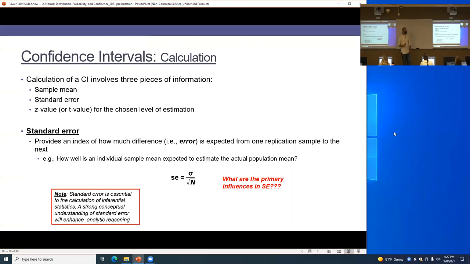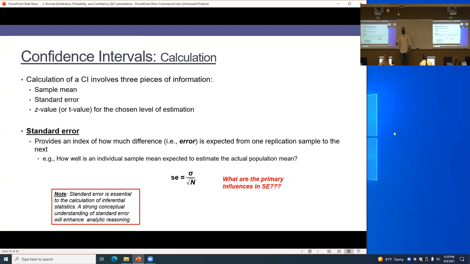Standard error is essential to calculate statistics. You're going to need to know what standard error is on a conceptual level. Any inferential statistics we're going to be working with all involve standard error. So I really want you to understand what this is, what it means, the things that influence it, and how it impacts our statistics. Basically, our standard error is going to go in the denominator of all our mean-based statistics.